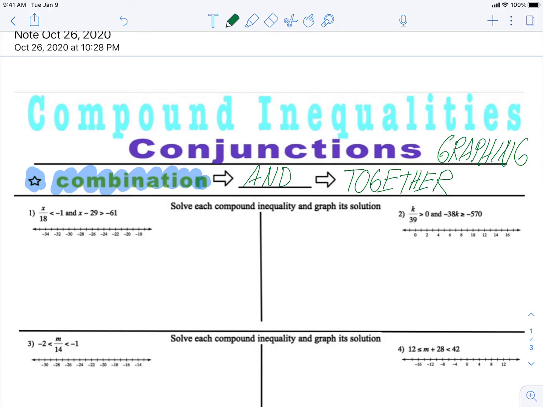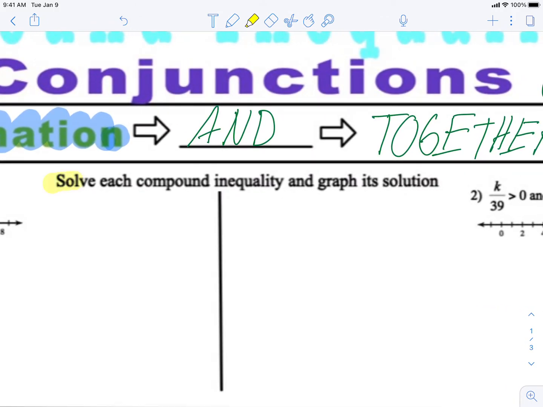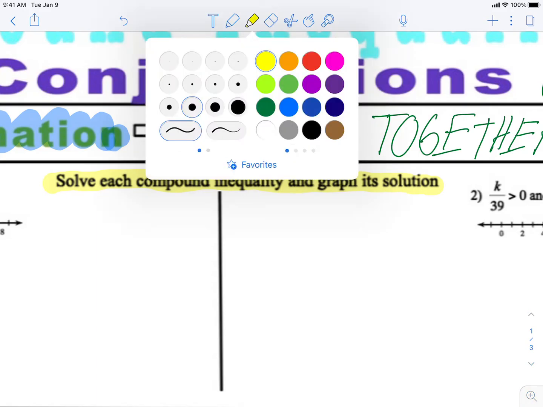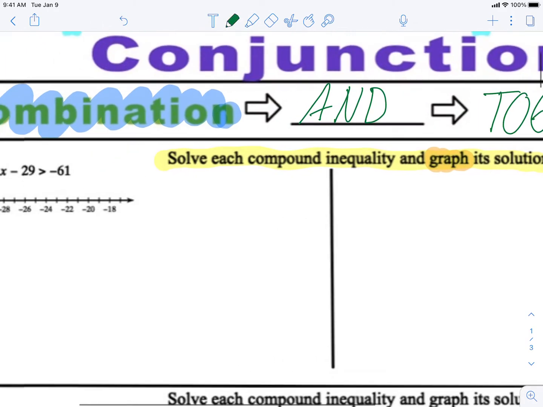So, first thing we got to do is look at the instructions. Always the instructions. Solve each compound inequality and graph its solution. In the previous assignment, we didn't have to graph because it didn't say graph. But this one says graph. So we have to graph. So let's do it.